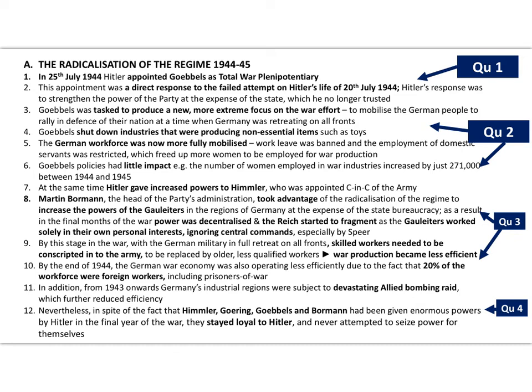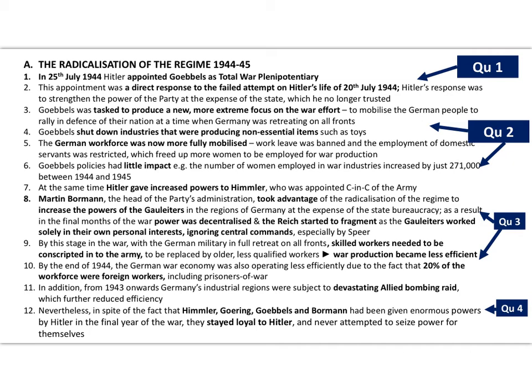Why Goebbels? Goebbels was in charge of propaganda, controlling the mood of the people, mobilizing the people to fight to the very end, mobilizing the home front. Obviously, propaganda had to play an important part in that. So Goebbels started shutting down industries that were producing non-essential items, mobilized the German workforce, work leave was banned, and employment of domestic servants was restricted, which freed up more women to be employed for war production. But as you can see with point 6, those policies had little impact.